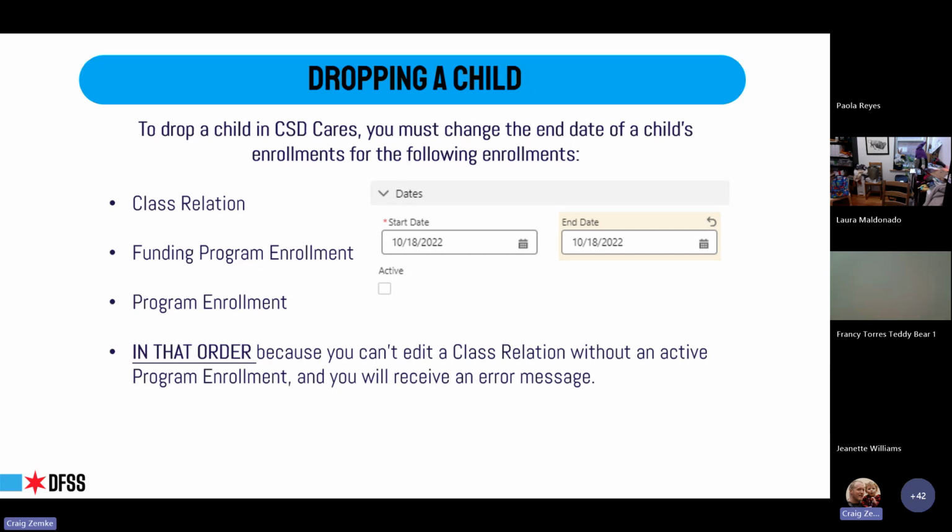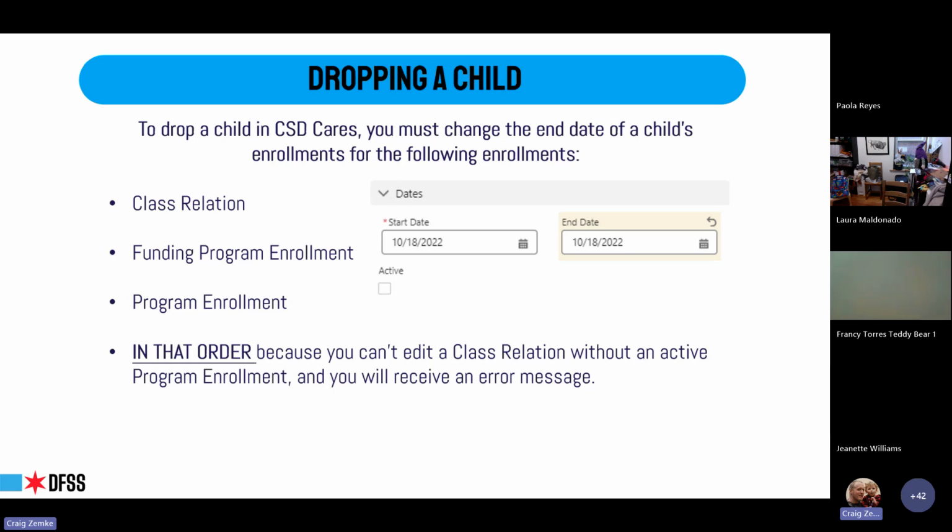Okay. The next thing is when children leave, we need you to drop them. There are multiple elements of that, unfortunately. So you need to end them in order. You need to end the class relations. So you put an end date for when they're in the class, but you're not done when that happens. You need to end the funding program enrollment if they're no longer funded. I mean, if they're moving from one class to another, then that's all you have to do here. But if they're dropping from the program, then you would also end, say, their PFA enrollment.